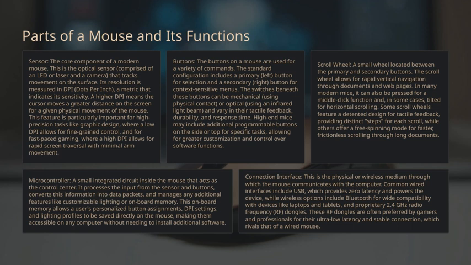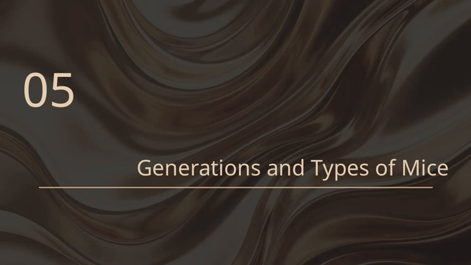Now, let's take a closer look at the different generations and types of mice. When we talk about mice in research, we're referring to various strains and breeds that have been developed over time to suit specific experimental needs. These generations and types are crucial because they influence the reliability and relevance of our data.